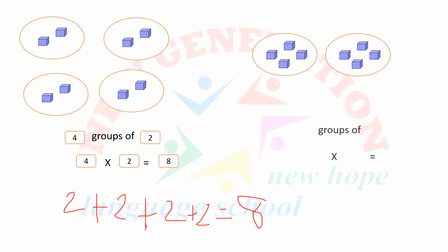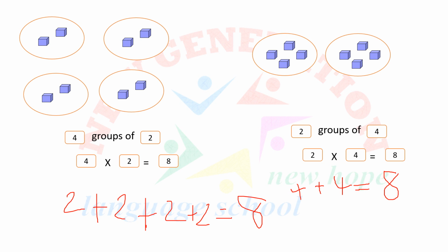Here, how many groups do I have? Great. 2 groups. 2 groups of what? Great. Of 4. So I write that in my multiplication form. 2 times 4 equals 8. I have 4 items in each group. I repeated the number 4 2 times. And of course 4 plus 4 equals 8.